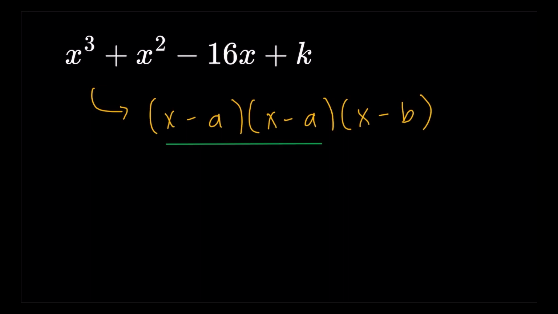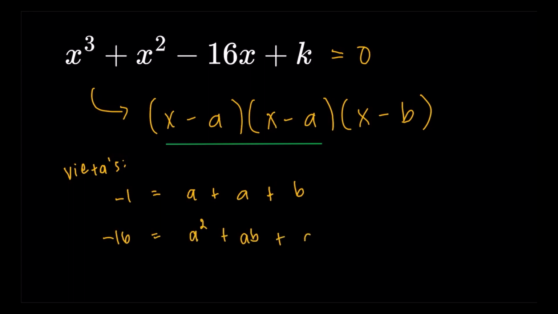Now, Vieta's formula is going to come into play because we know the roots of the polynomial equation if it's set to 0. The roots are a, a, and b. By Vieta's formula, the sum of the roots should be negative 1, so a plus a plus b is negative 1. The sum of the roots taken two at a time would be negative 16. Going over all possible pairings, a and a, that's a squared, a and b, and another a and b. So we can solve this system of equations.